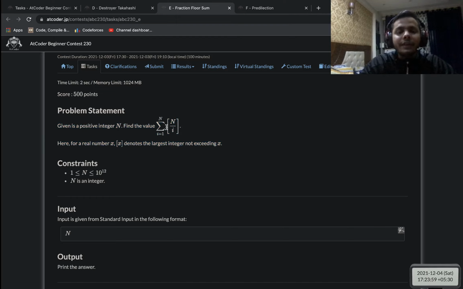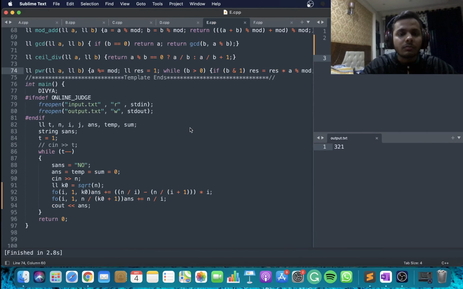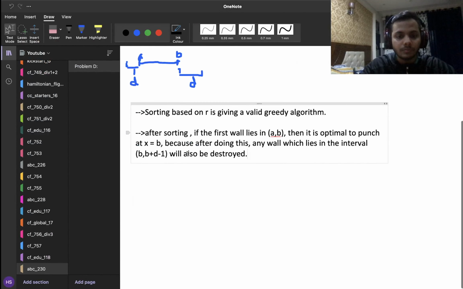So yeah, you have to find out for a given n the value of this summation, which is i going from 1 to n, the floor of n upon i. And by floor, I mean the greatest integer function. Let's see how to solve this problem.